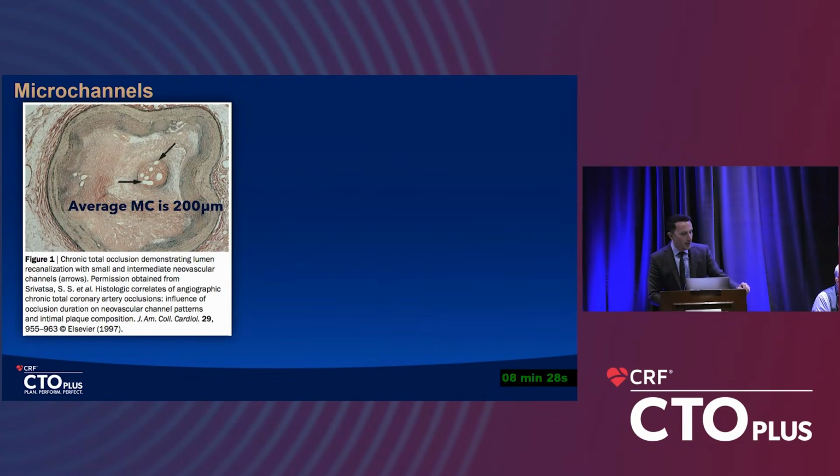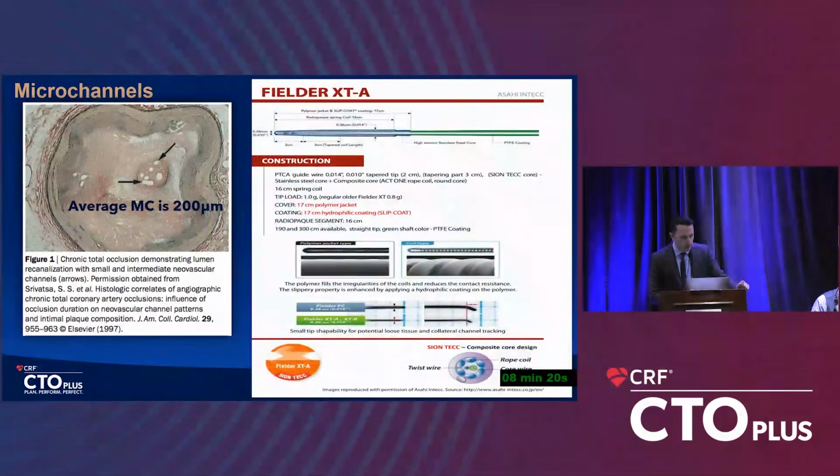Micro channels. If you look at histopathology, we know that the average diameter of a micro channel is about 200 microns. And this is extremely important because one of my favorite wires in the world, and it's a funny thing in the cath lab now, all my colleagues are using it, it's the Fielder XTA. So I guess I have a bit more Japanese blood in me. So why do I love this wire specifically for this type of situation?